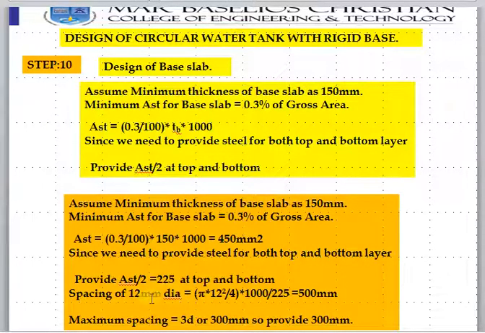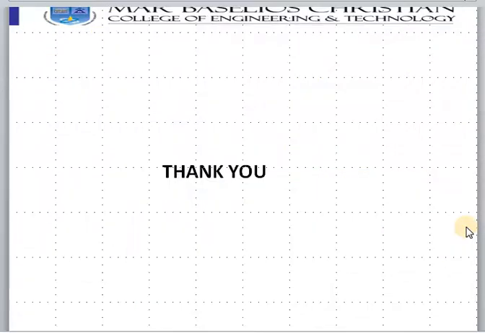Okay, so then decide a diameter and spacing. The only thing here you should notice, I got the spacing as 500 mm, but as per the code, for any slab the maximum spacing is 3D or 300 mm. So you cannot go with 500, so provide 300 mm. Okay, so that's all with that.